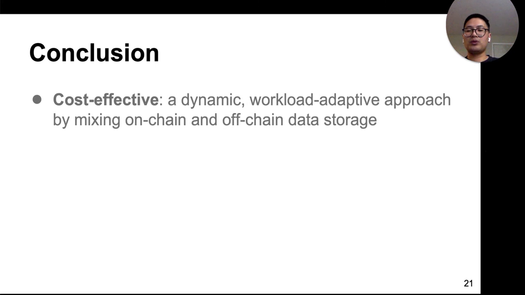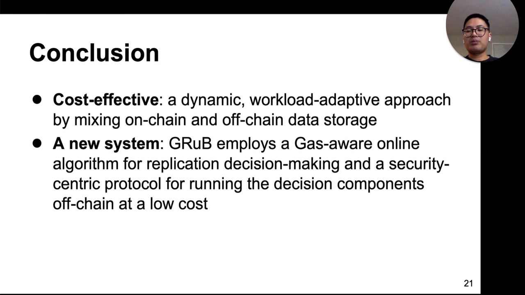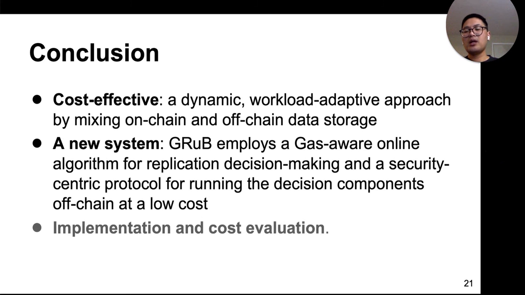In conclusion, we proposed a dynamic workload-adaptive approach by mixing on-chain and off-chain data storage. We propose a new data feed system called GRuB, which employs a cost-aware online algorithm for replication decision-making. And we implemented GRuB and evaluated it with real-world data feed traces. The result shows that GRuB can save gas compared to the baselines.